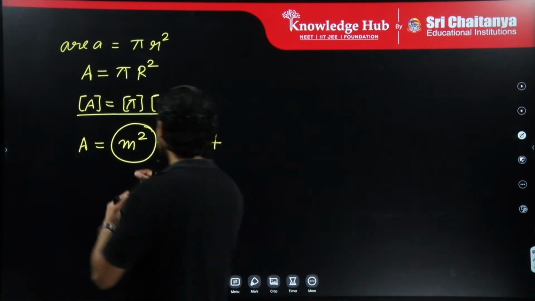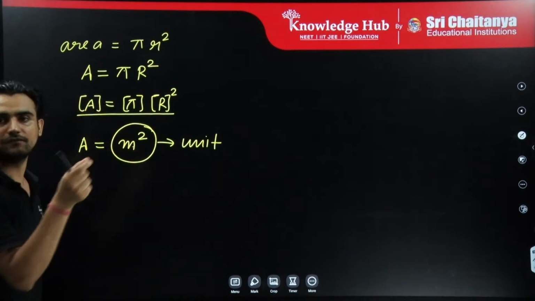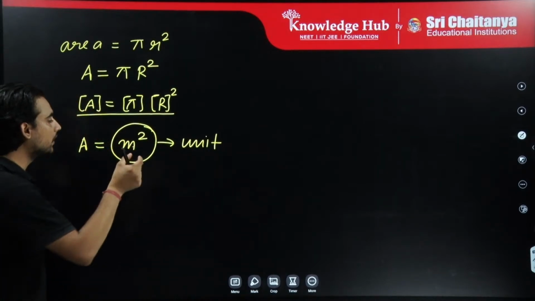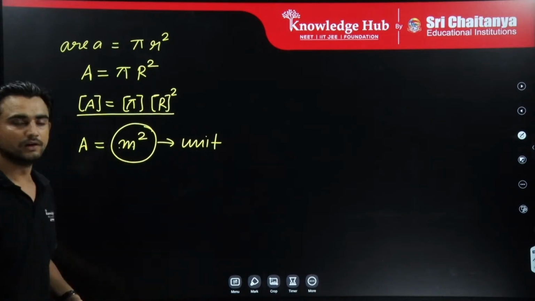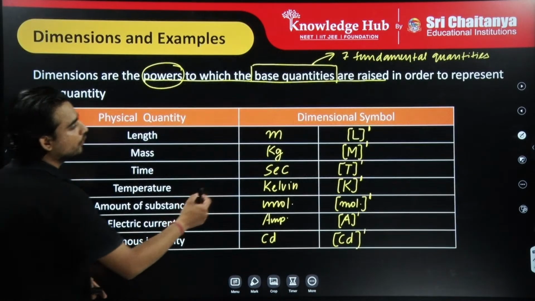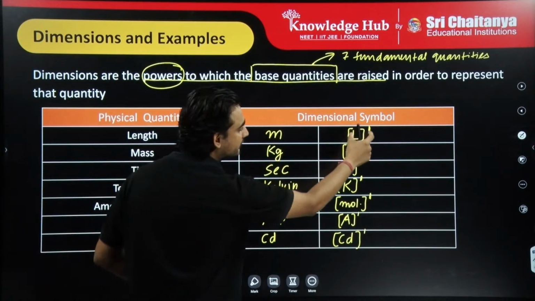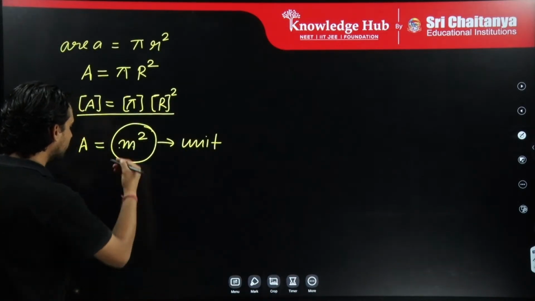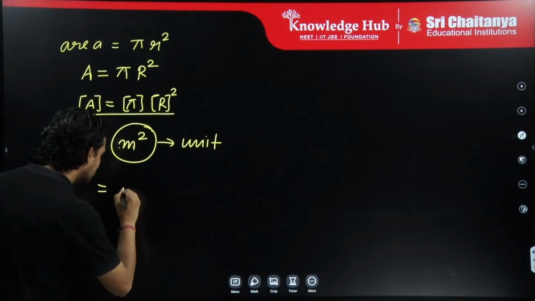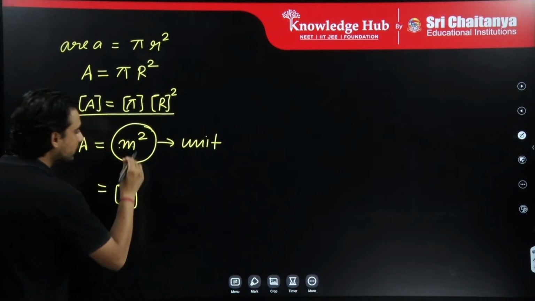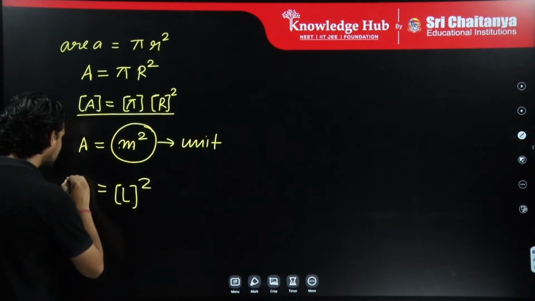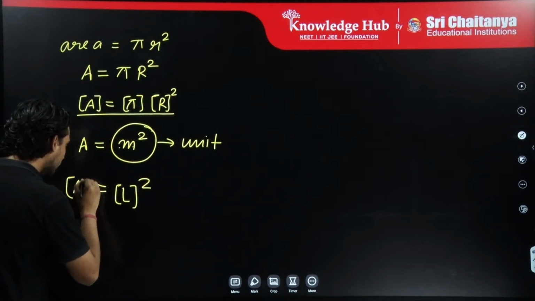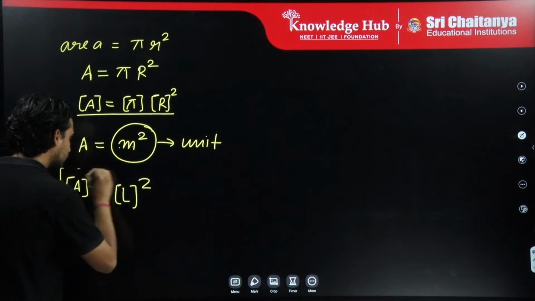So now I have this, right? I have written my physical quantity in terms of fundamental units. And what is that fundamental unit? M. And to represent M, we use L raised to 1. So basically, M is L. But now check here, what is the power? Power is 2. So this will be L raised to 2. So I can say that the dimension for area is basically L raised to 2.